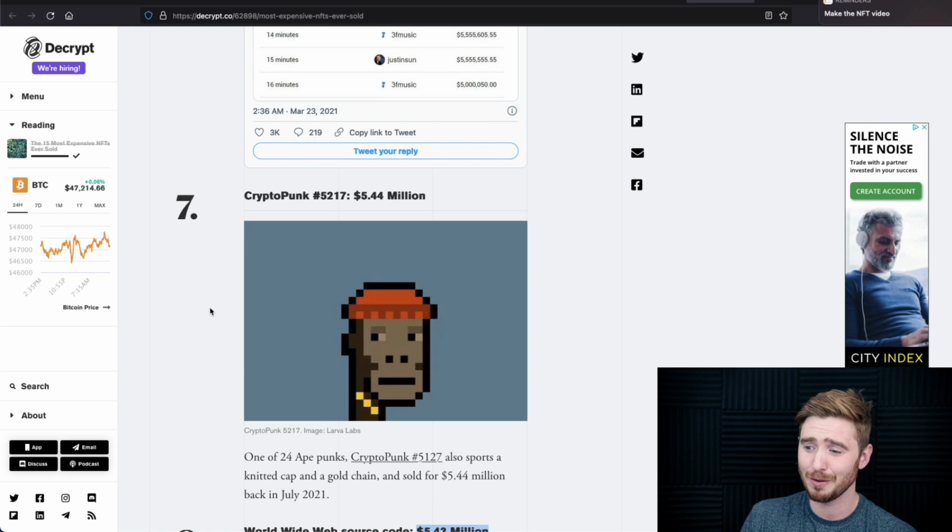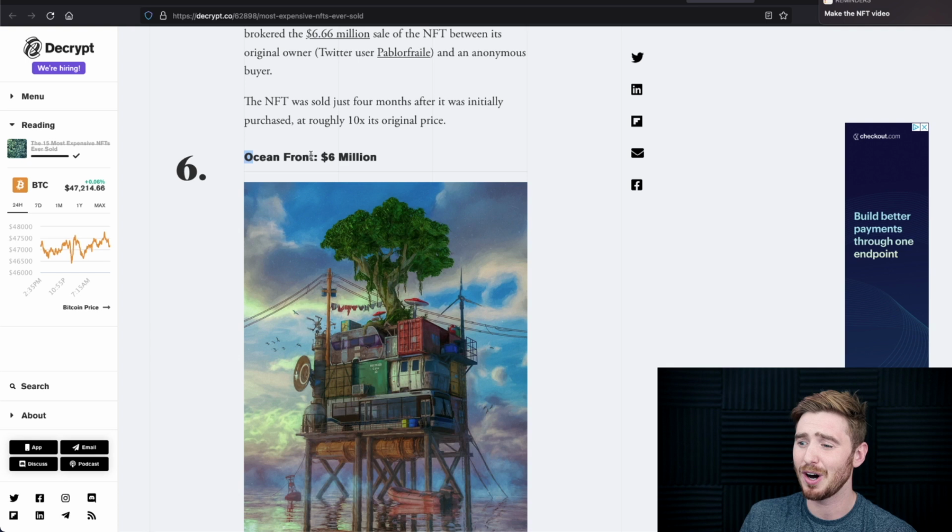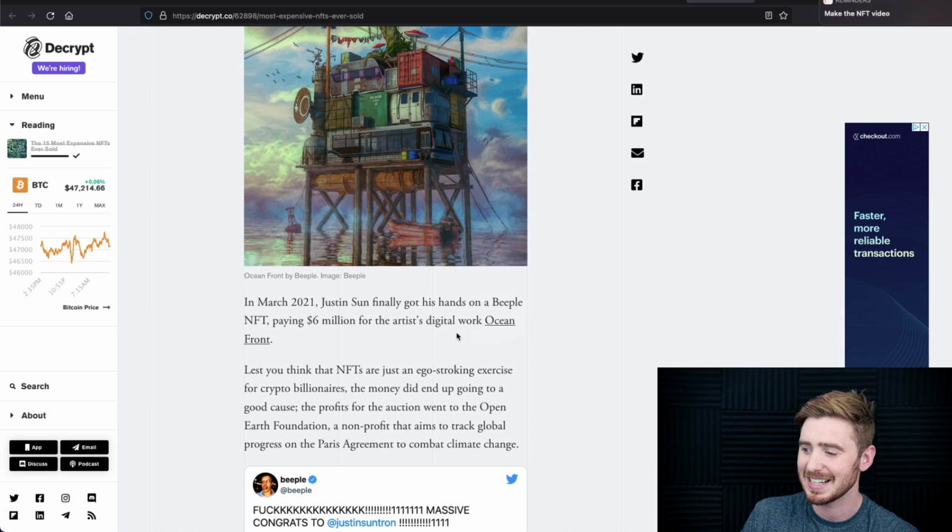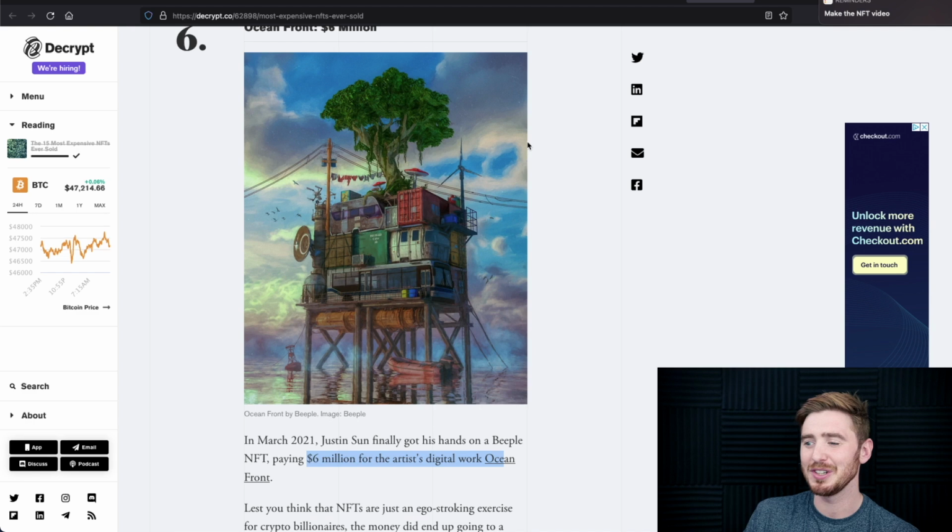So number 7, we got CryptoPunks again, $5.4 million. Coming in at number 6, we got Oceanfront at $6 million. In March 2021, Justin Sun finally got his hands on a Beeple NFT, paying $6 million for the work. I'm sure you guys have heard of Beeple, and we will be talking about him next.